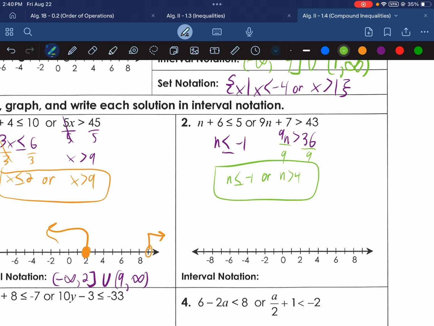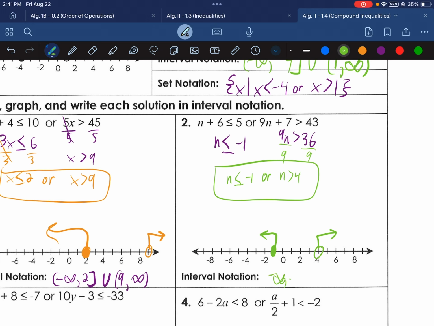So graphing those one at a time, -1 is a closed circle going to the left, 4 is an open circle going to the right. And just like I mentioned on number 1, they do go opposite directions, and that should happen when we do these OR inequalities. So the interval notation, it goes forever left.